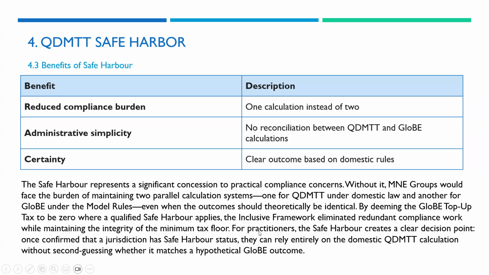For practitioners like you and I, the safe harbor creates a clear decision point. Once confirmed that a jurisdiction has a safe harbor status, they can rely entirely on the domestic QDMTT calculation without second guessing whether it matches a hypothetical globe calculation. So you only have to do it once.